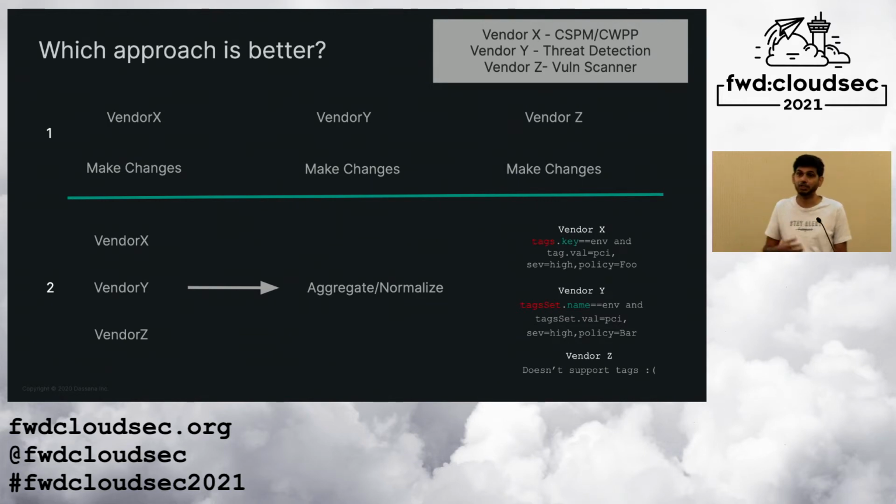Some vendors, when they generate alerts, will say alert JSON, and then it will have a key tags. For other vendors, some call it tag set. And some vendors don't even give you tags associated with the resource which is violating some policy for which the alert is.